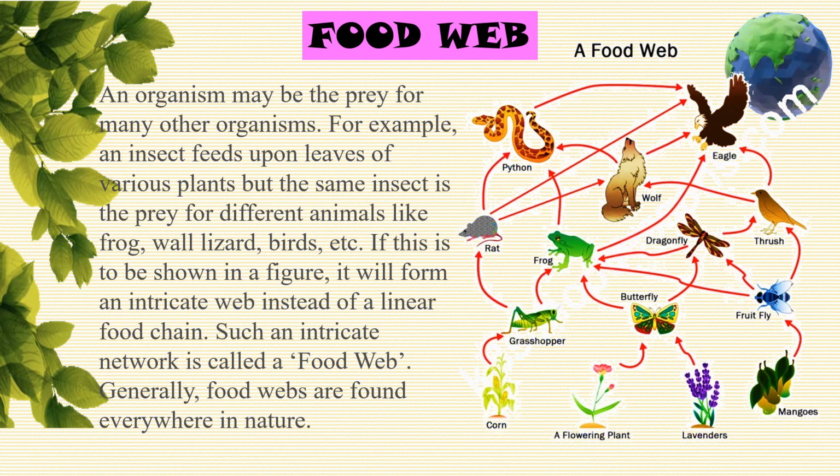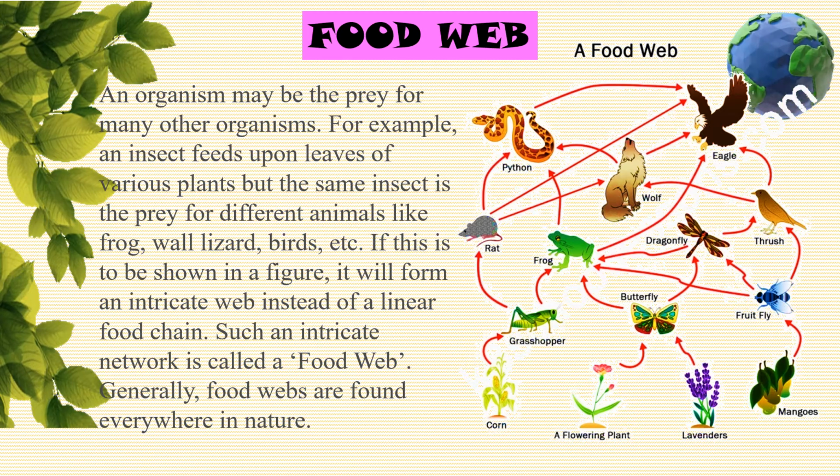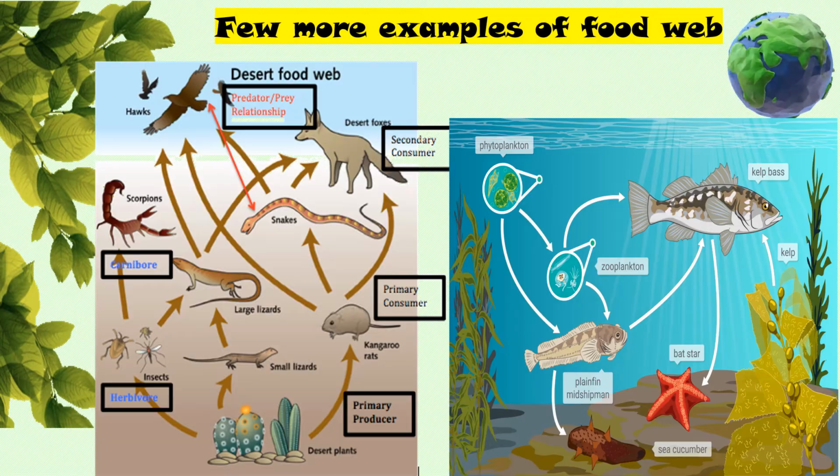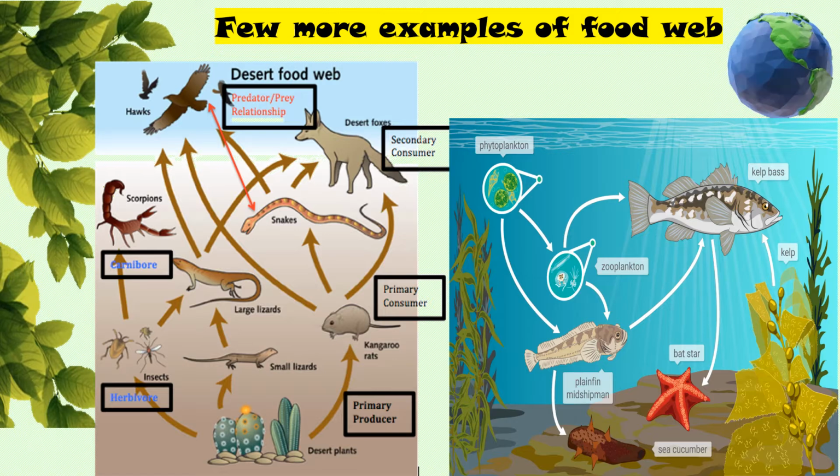So that helps us understand about the food web, ठीक है, बहुत सारी food chains when they come together and they form an intricate system, it is called as a food web. Okay, so a few more examples of food web here you can see.